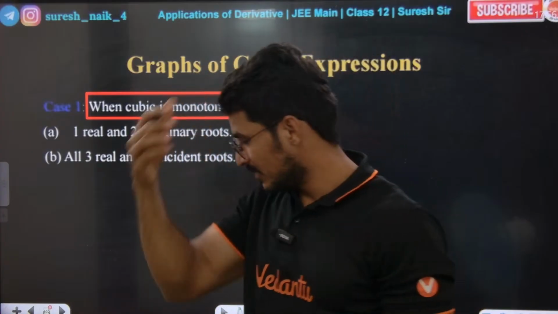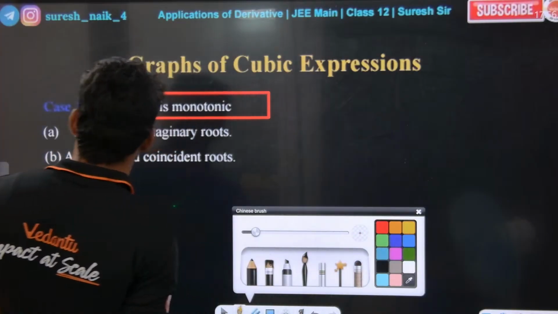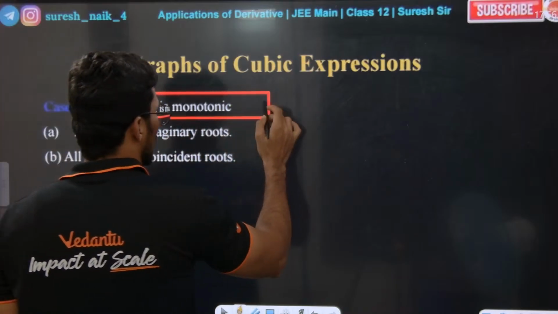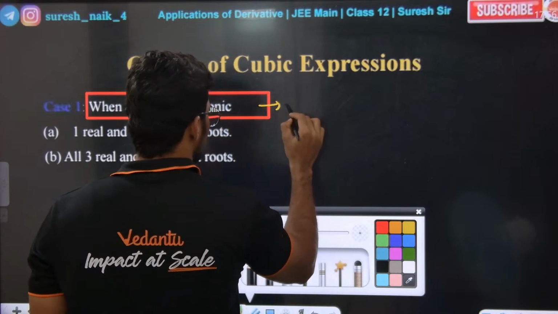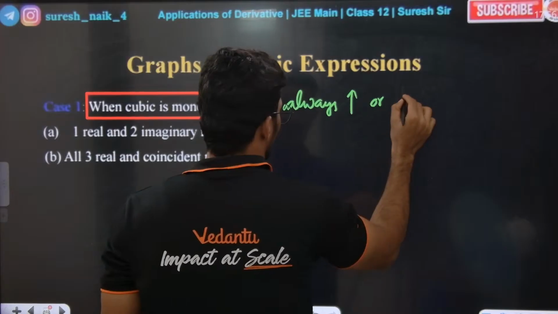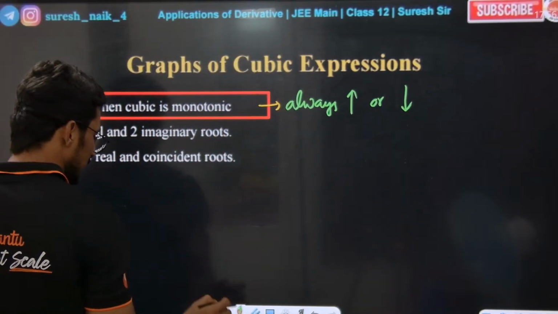Listen to the class. Okay guys, when the graph is monotonic, it means what? Always increasing or always decreasing. Are you getting the point? Monotonic is nothing but, sir, in this there are two cases.